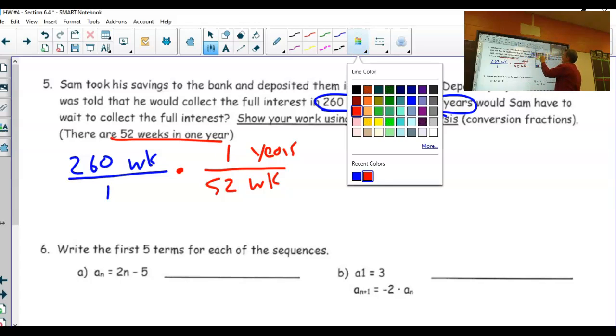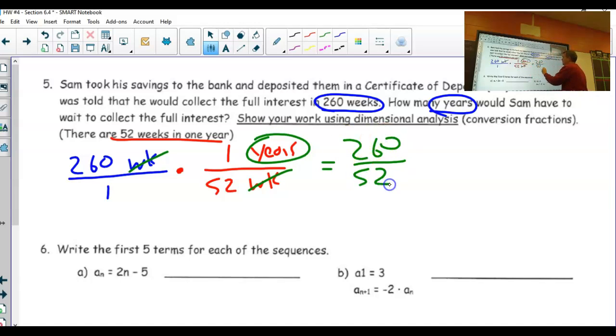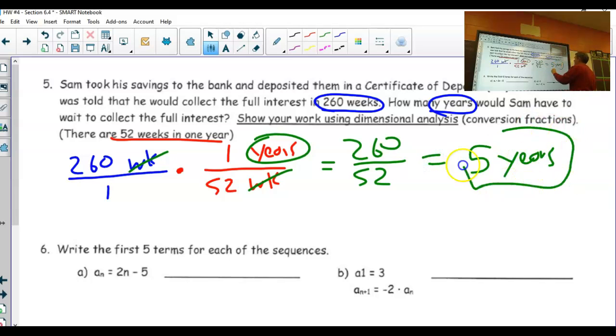But what happens now is, since it's a conversion fraction, the weeks cancel out, and when I multiply this, my answer will be in years. So I go ahead and I multiply the tops, and I multiply the bottoms, and I divide my result, and I get 5 years. Number 6.